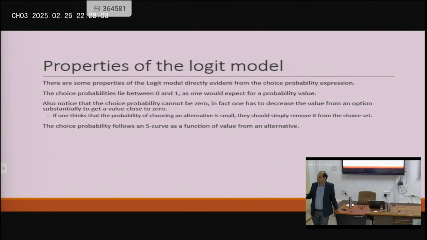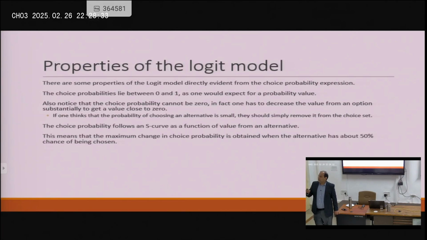The choice probability follows an S curve as a function of value from an alternative. So what ends up happening is that initially when you increase the value, make the product better, you don't see an increase in the choice probability, which translates to demand, until you reach a certain point, then it takes off and then again levels out. Okay, so it follows an S curve, which we observe to be true in many cases.